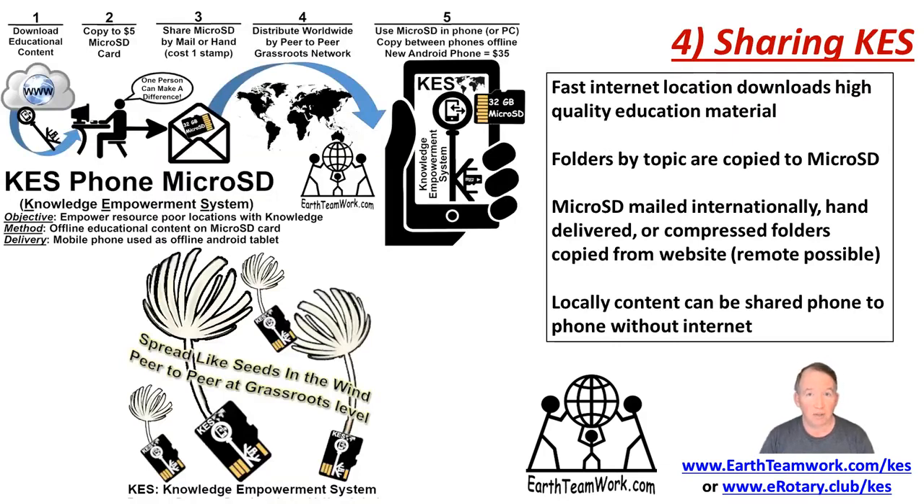So the idea was to make it as simple as possible. In the picture you can see in the background, anybody with a high-speed internet connection has access to amazing education content, but there's billions of people without access to the internet or to the educational content in remote locations or resource-poor locations. So the person in the fast location downloads the content to their computer, places it on the micro SD card. They can put the micro SD card into an envelope and mail it anywhere in the world for one stamp. In the US, it would be about $1.50.